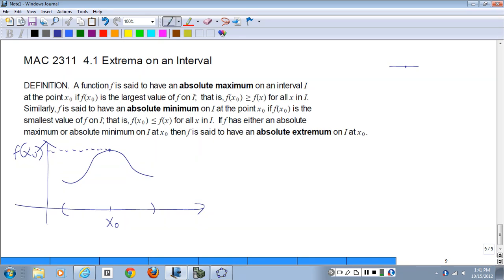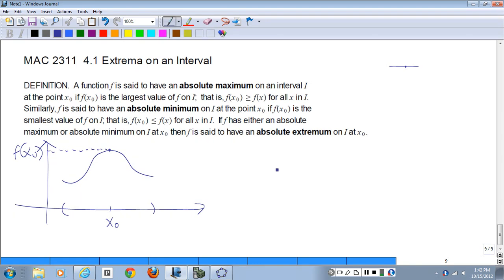But if there's not one that's higher, everyone qualifies as the lowest point, and I guess everyone qualifies as the highest and the lowest simultaneously. But this is a more common situation that we'll encounter. F of x sub 0 is the largest value, so the function has an absolute maximum at that value.